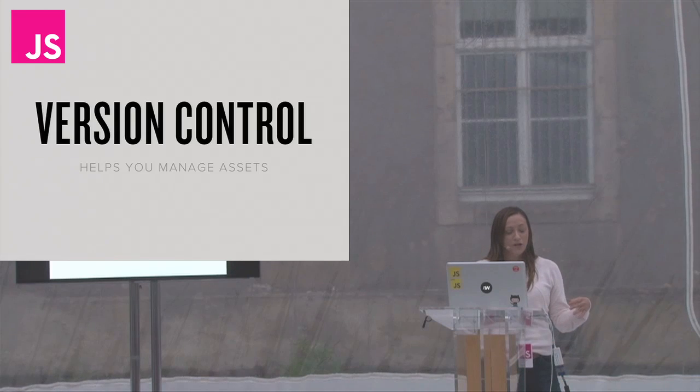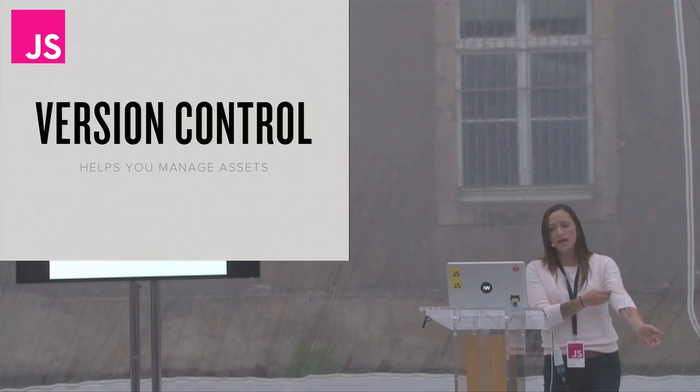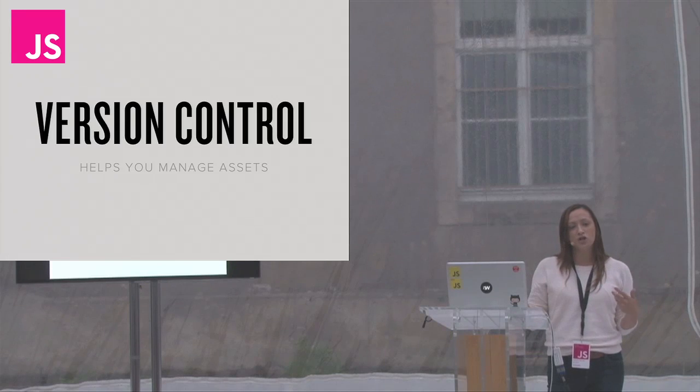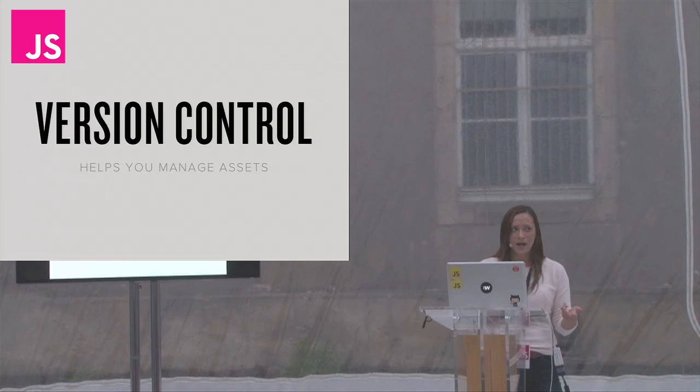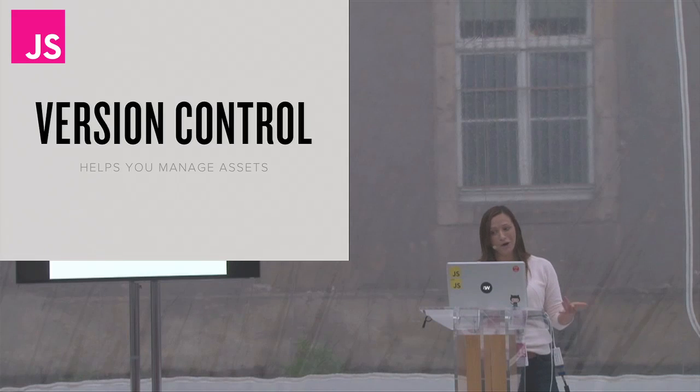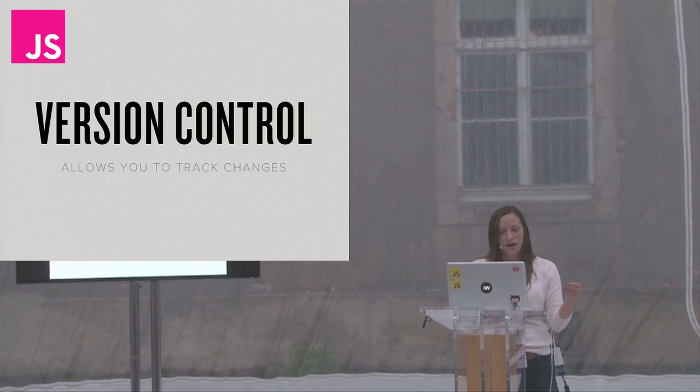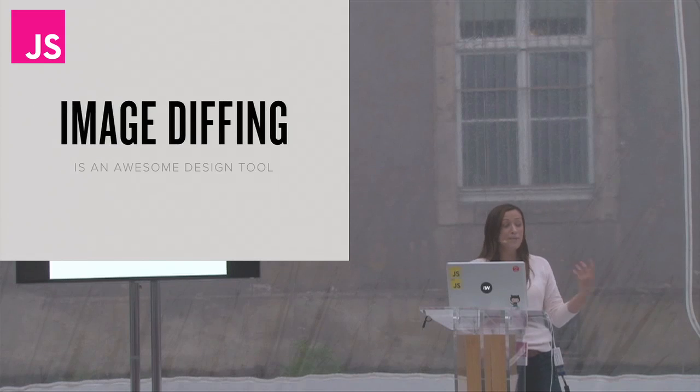There's a couple companies now doing this where they use version control to manage their design assets. Square does it, GitHub, we definitely do it. And there's a couple GitHub tools that can actually help you do this a lot better. Along with tracking changes, what we have is image diffing.